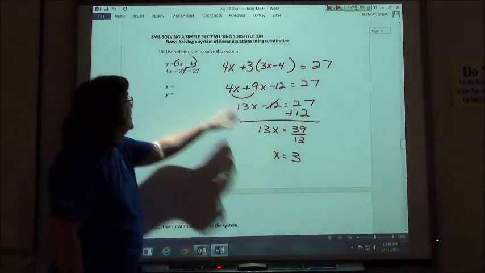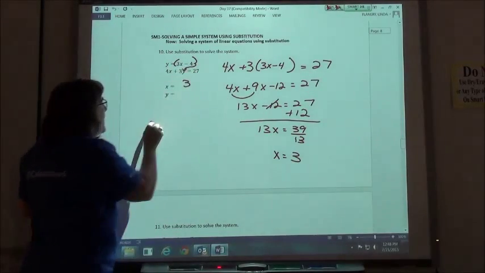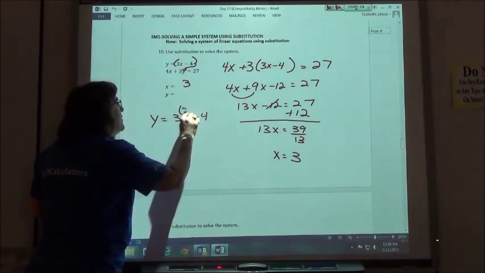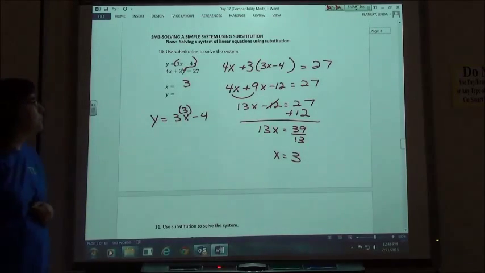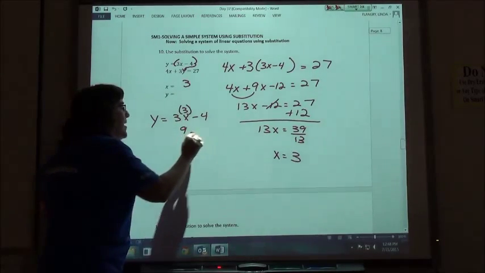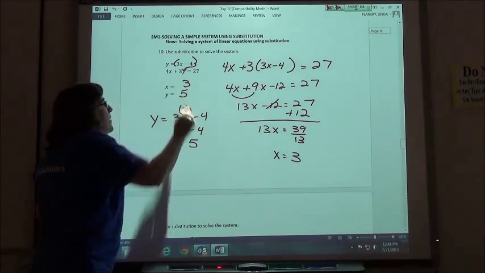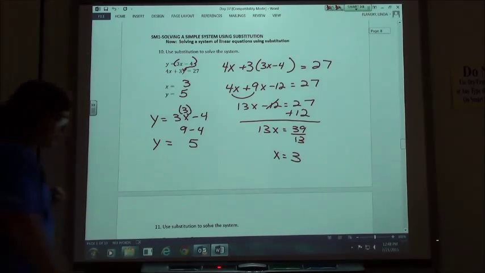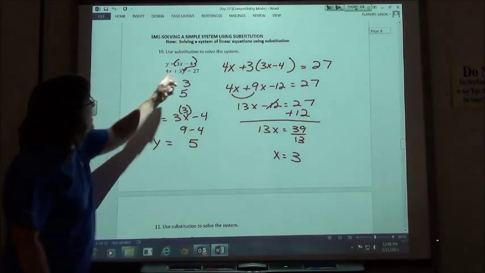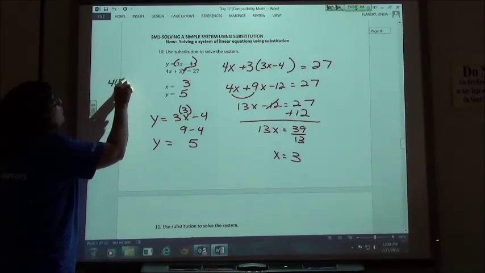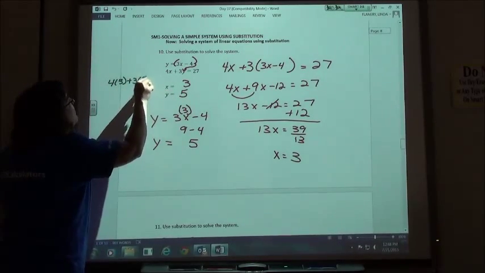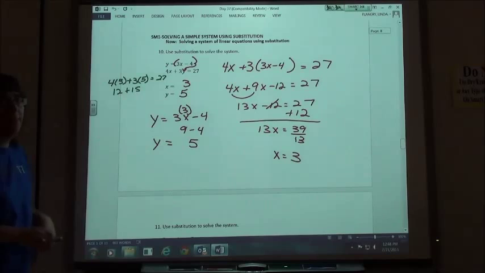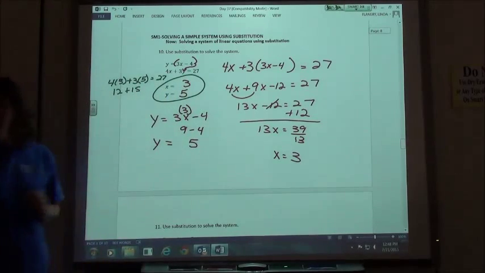Once I find x, I still need to find y, so I can use that top equation that said y equals 3x minus 4 and replace the x with my 3 that I found. So 3 times 3 is 9. 9 minus 4 gives me 5. If I wanted to double check and make sure that was right, I would check it in my second equation. I'd say, is 4 times 3 plus 3 times 5 equal to 27? 12 plus 15 is 27. Yep, checks out. So I know those are the right answers.